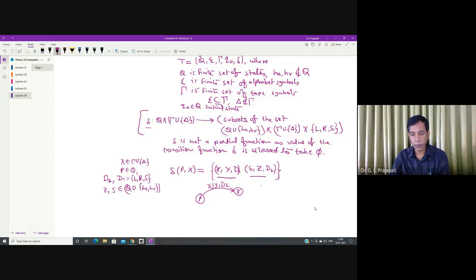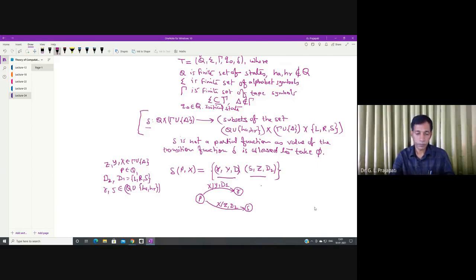From P, you can also go to another state like S. Once you go to S, you can modify the symbol X to Z, and you may move the tape head according to the direction D2. D2 can be left, right, or stationary. D1 can also be left, right, or stationary. X and Y can be the same. Here X is any tape symbol or blank, Y is also any tape symbol or blank, and Z is also any tape symbol or blank.